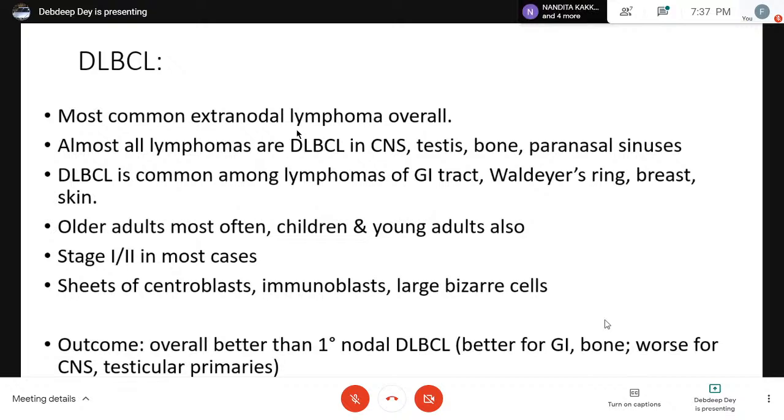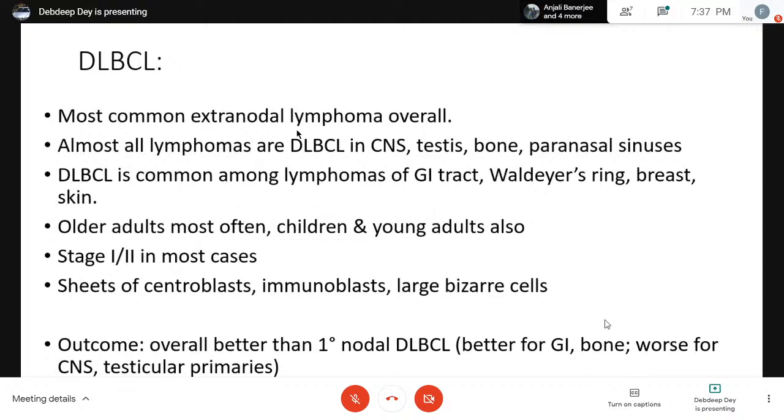Almost all lymphomas are DLBCL in the central nervous system, testis, bone, and paranasal sinuses. It is also common among lymphomas of the GI tract, Waldeyer's ring, breast, and skin. Adults are most often affected. Children and young adults can also be affected. It is characterized by sheets of centroblasts, immunoblasts, and large bizarre cells, as you could see in DLBCL. Outcome is overall better than a primary nodal DLBCL, much better for the GI system and bone, and worse for CNS and testicular primaries.